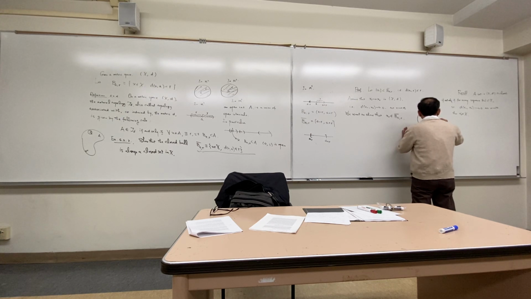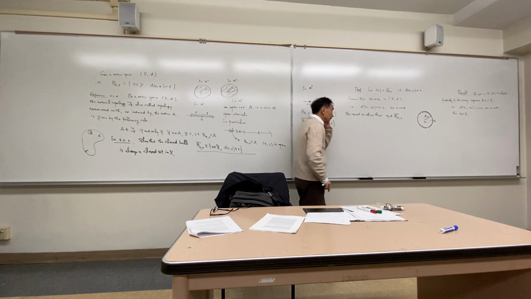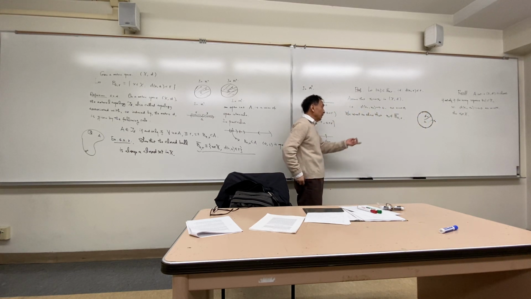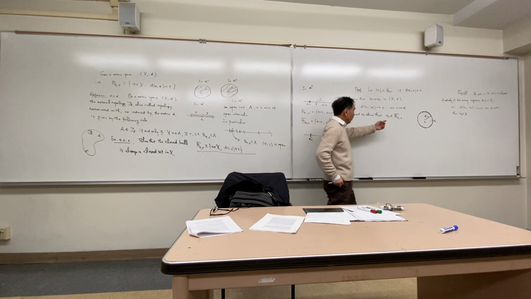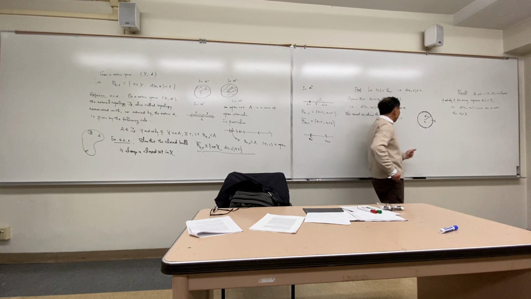Then this x naught has to be in the set. Then we say that the set is closed. How do we show that this belongs to this? Now, by definition, this is x naught, right? Maybe inside, maybe on the boundary.